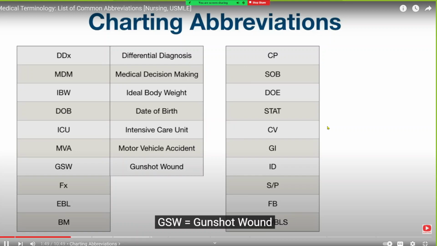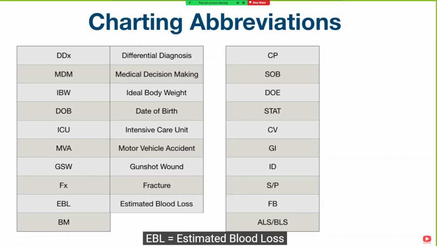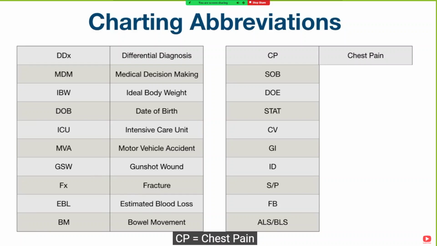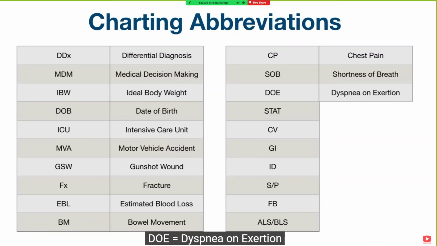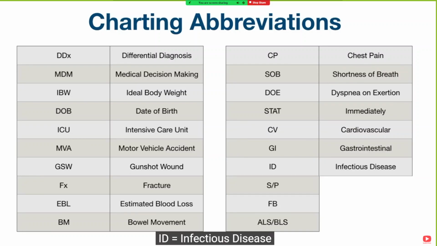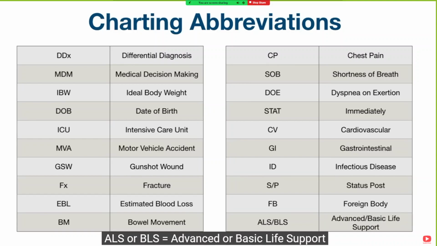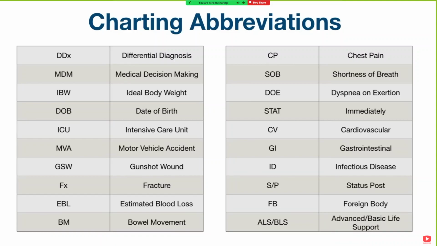GSW, Gunshot Wound. FX, Fracture. EBL, Estimated Blood Loss. BM, Bowel Movement. CP, Chest Pain. SOB, Shortness of Breath. DOE, Dyspnea on Exertion. STAT, Immediately. CV, Cardiovascular. GI, Gastrointestinal. ID, Infectious Disease. SP, Status Post. FB, Foreign Body. ALS or BLS, Advanced or Basic Life Support.